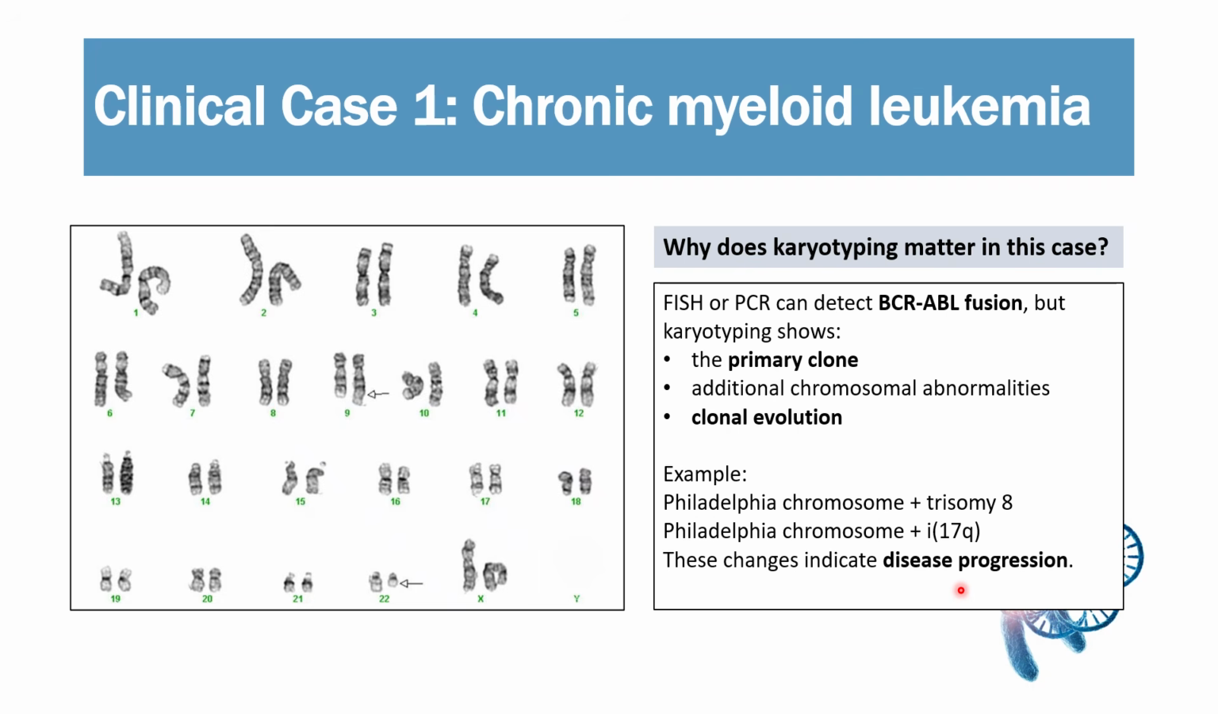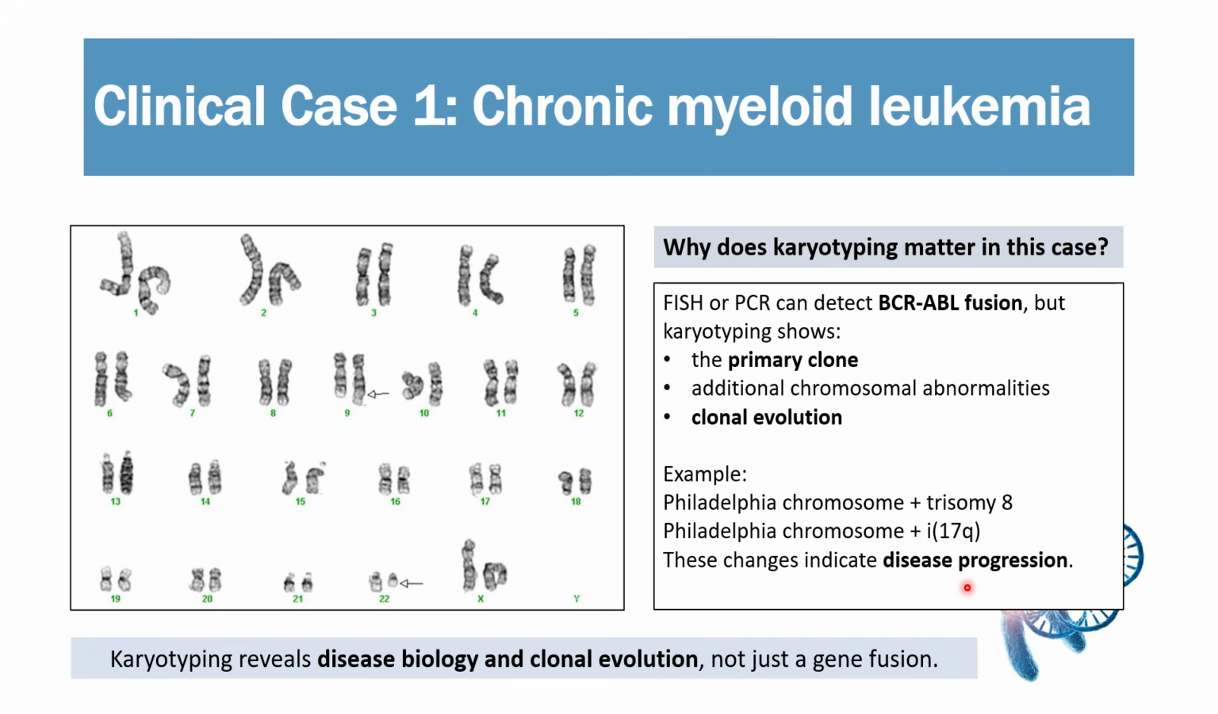Now, you can see that karyotyping can help in many ways. One of the ways is by monitoring of the disease, where if you count the number of metaphases which has the presence of the Philadelphia chromosome, that percentage will tell you whether the disease is progressing or not. Therefore, you can see that karyotyping reveals disease biology and clonal evolution and not just gene fusion.